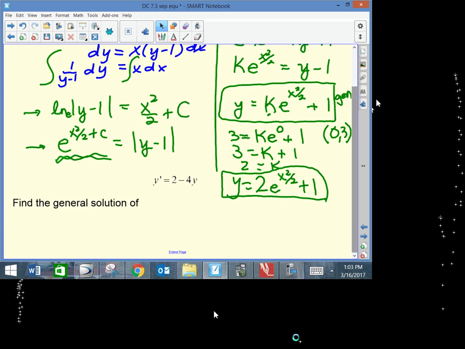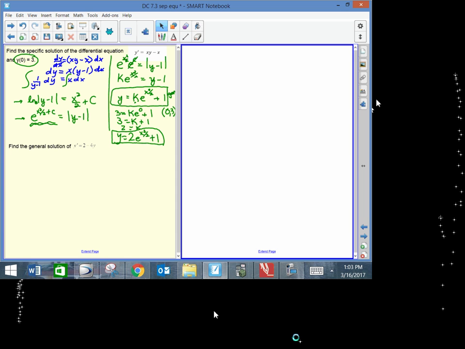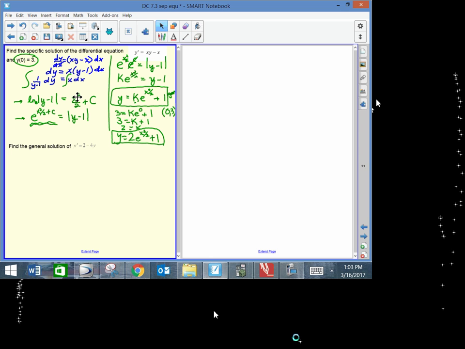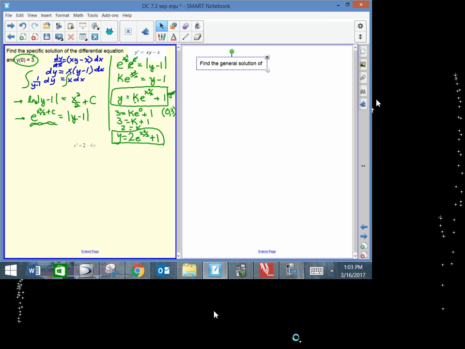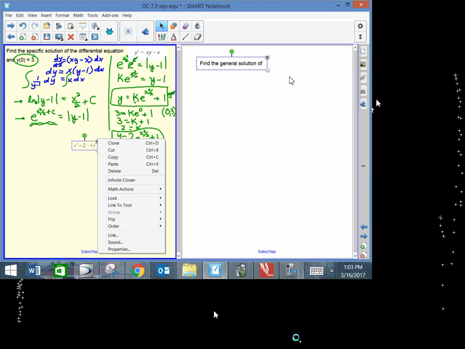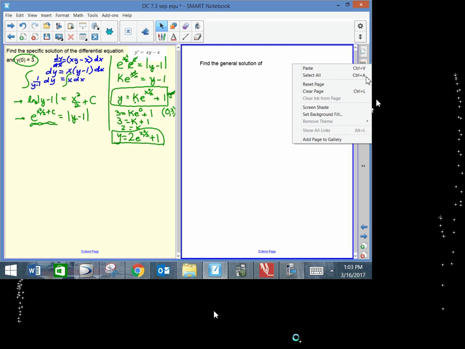All right, let's do this one because it has a different twist. I'm just gonna put it on a new page though. This is the twist that some of my AP students got stumped on the test, so I want to make sure it's not gonna stump y'all.